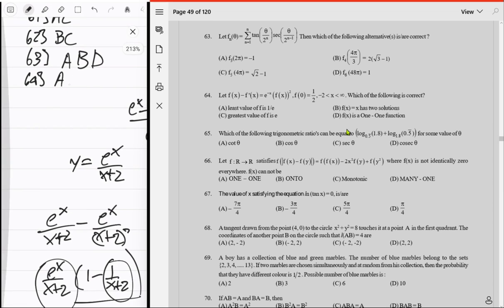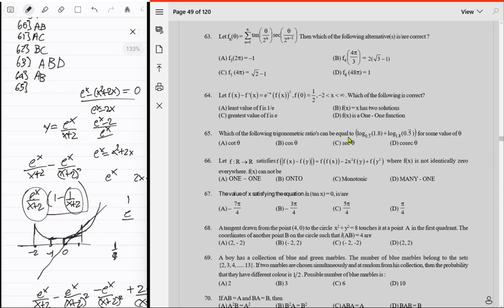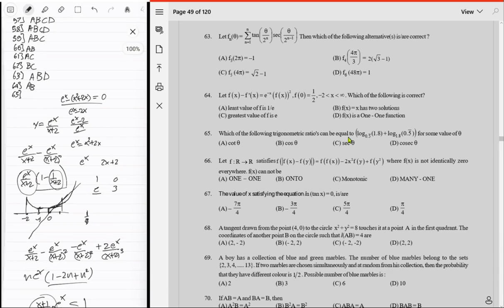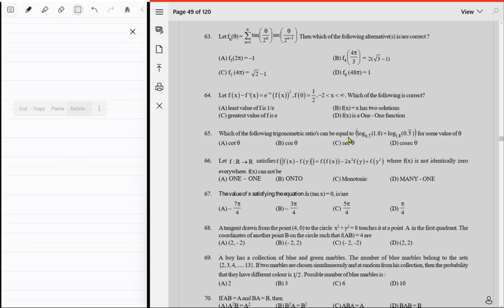So B is the answer. Next question is 65. The following trigonometric ratios can be equal to this thing for some value of theta. Why did I do this analysis? I should have just said from the picture that there are two solutions.